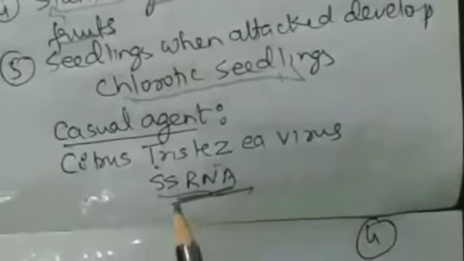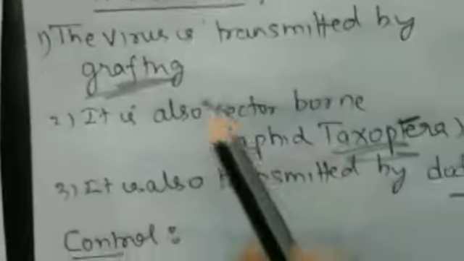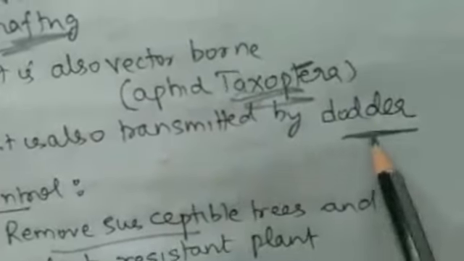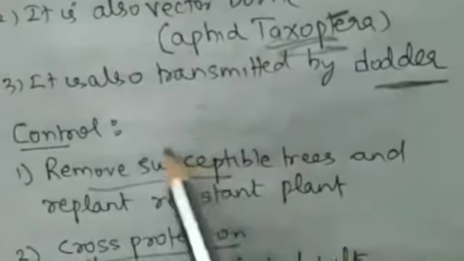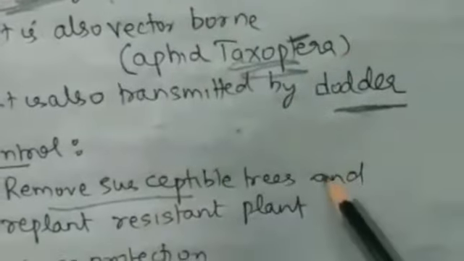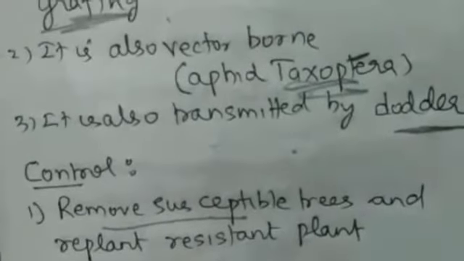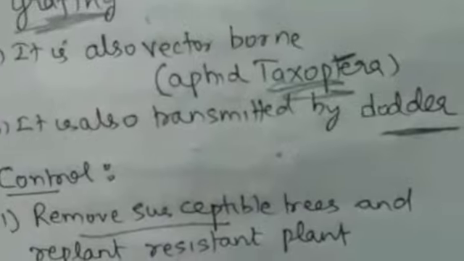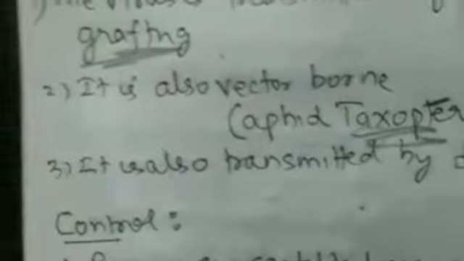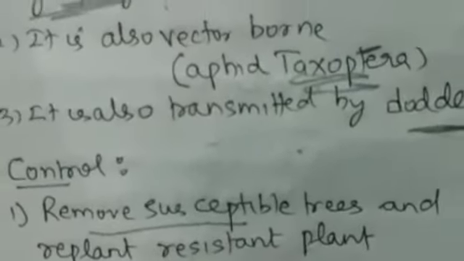The causal agent is the citrus tristeza virus. It is single stranded. It is spread by grafting and by the vector called Toxoptera. It is also transmitted by the dodder. And the control is to remove the susceptible trees and grow the resistant plants. And then there is cross protection. Sometimes the trees are inoculated with a mild strain of virus, and this strain does not allow the virus strain of this citrus tristeza to come, and gives resistance to the plant.